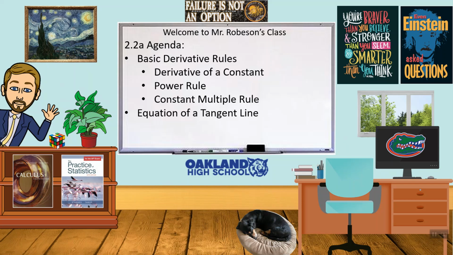All right, so last time we learned the long way to take the derivative. Today, let's learn the short way. We're going to learn the derivative rules for a constant, the power rule, and if we take some guy to a power and multiply by a constant, we'll learn how to deal with that. We'll also take a look at the equation of a tangent line.